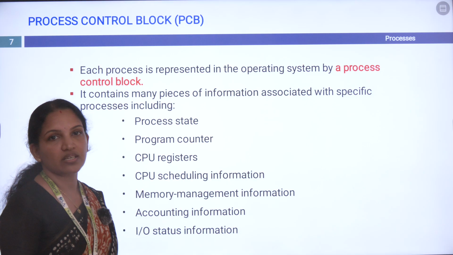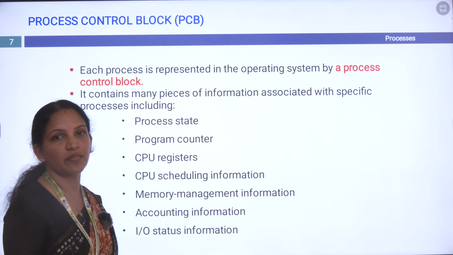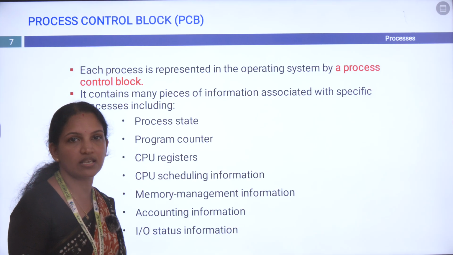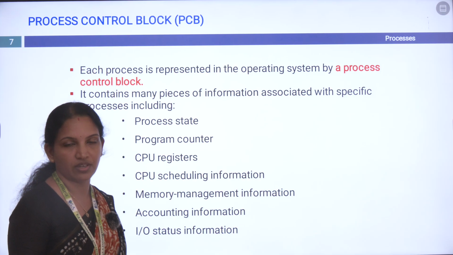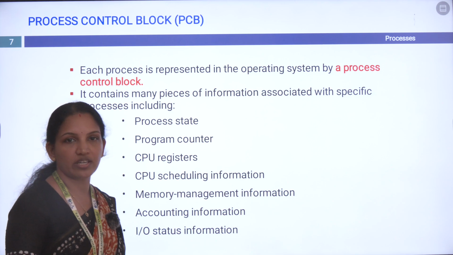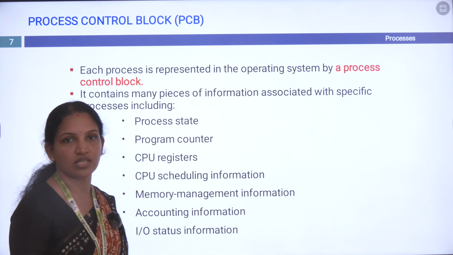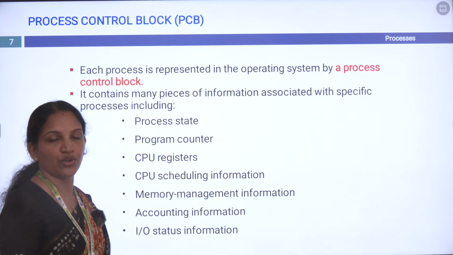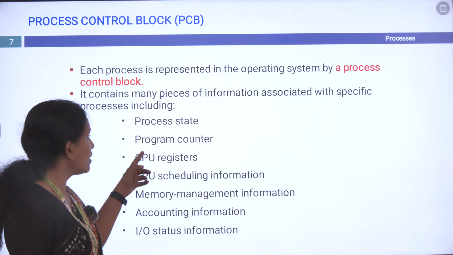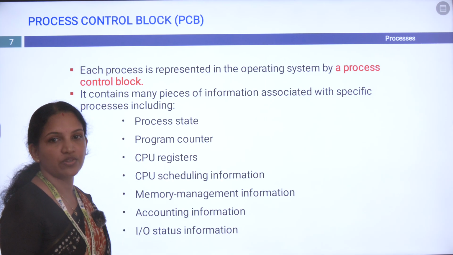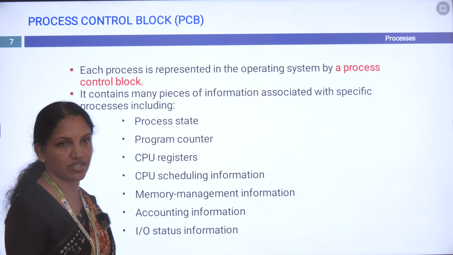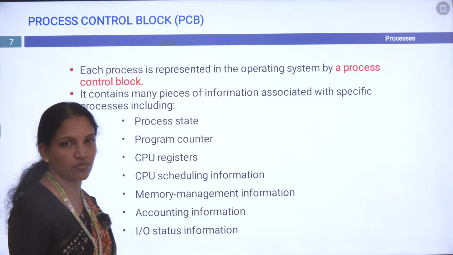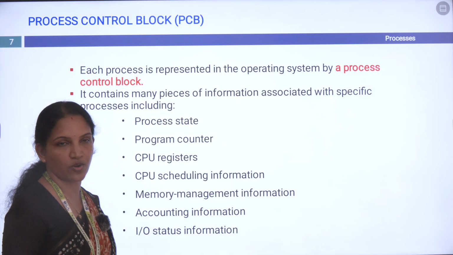Each process is represented in the operating system using a process control block, or PCB. Every process is associated with a PCB. The PCB stores some important information about the process, like the state of the process, which can be ready, new or waiting. Next is the program counter, which points to the next instruction to be executed. Then the CPU registers, like the accumulator and general purpose registers, which are necessary for the execution of this particular process.